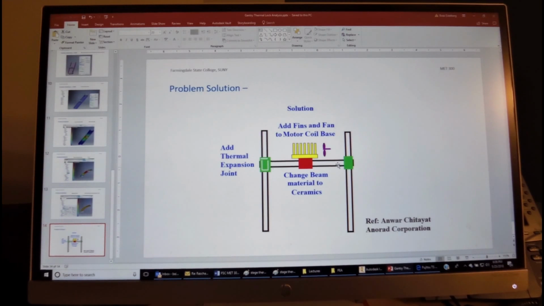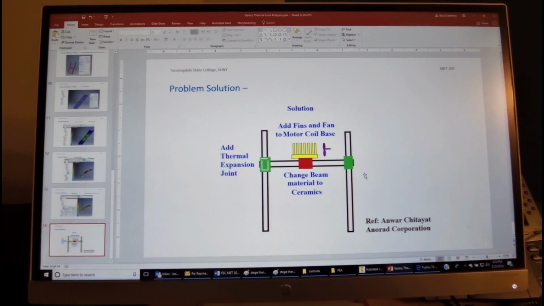There also was a change of the beam material from aluminum to ceramic with a very low thermal expansion coefficient. We're talking about 1 part per million versus 24 parts per million for aluminum. And in addition, adding a thermal expansion joint such that if there is a minuscule expansion, then the thermal expansion joint will give, and then will not cause any locking forces on the X stage.